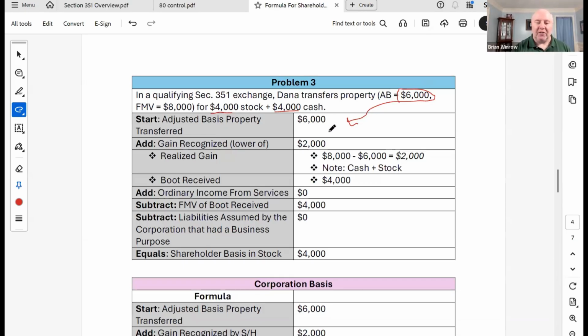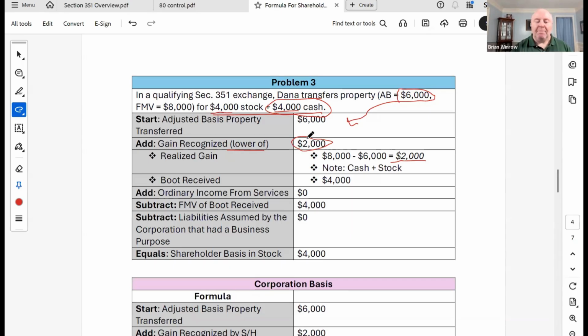So we have $6,000 for our adjusted basis plus the gain recognized, which is always the lower of the amount realized or boot received. Well, what did we realize? We had $8,000 worth of items that we're receiving minus $6,000 of adjusted basis. So we have $2,000 is our realized gain. Boot received is 4,000 because that is property other than stock. So we had 4,000 here. We're taking the lower of the two, so 2,000. So we have $2,000 here.